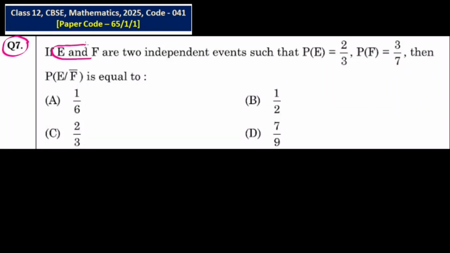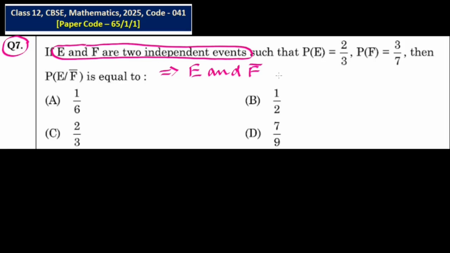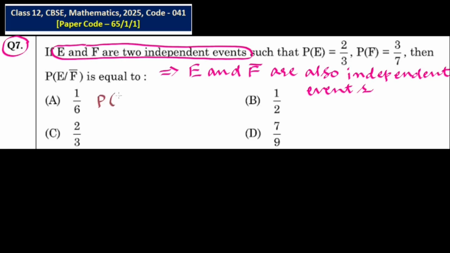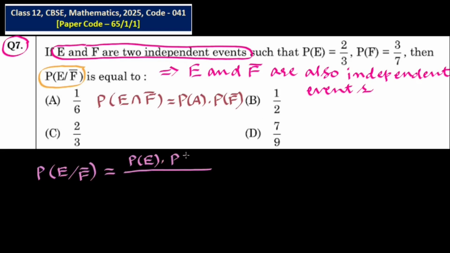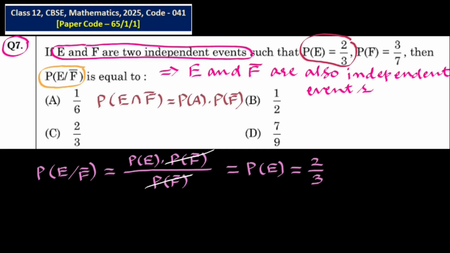Question 7. E and F are two independent events, which also means that E and F bar, which is complement of F, are also independent events. And we have for independent events probability of E intersection F bar is P(E) into P(F bar). Now, conditional probability of E provided F bar has occurred will be P(E) into P(F bar) upon P(F bar). Cancelling P(F bar), we get P(E), which is given to be 2/3. So the correct answer option here is C, 2 upon 3.